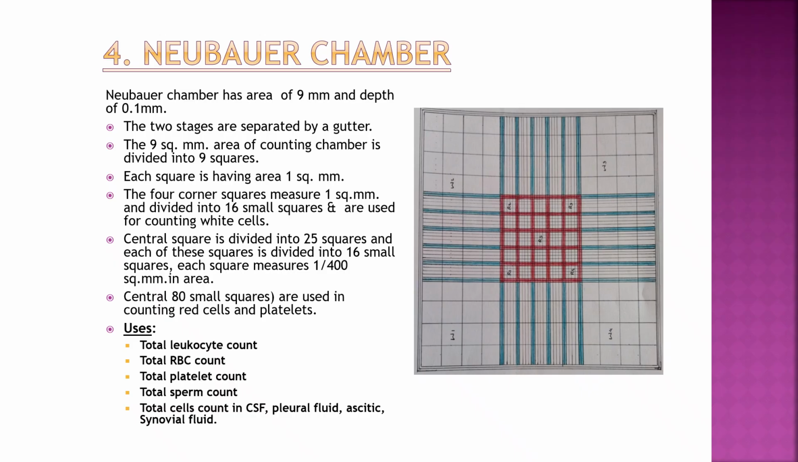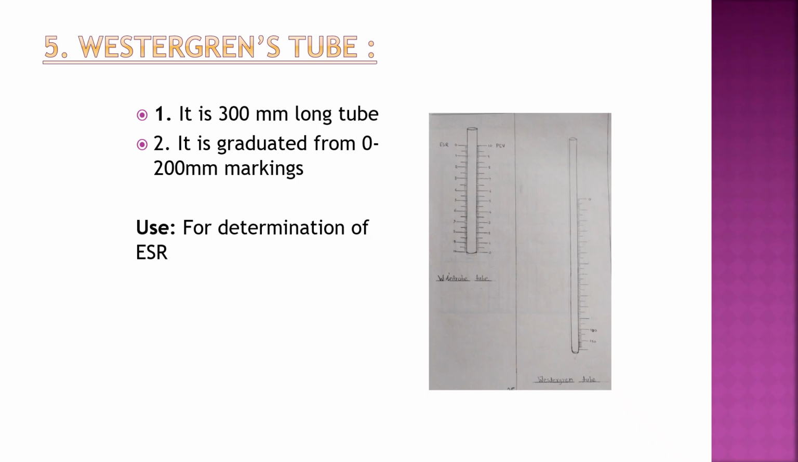The uses of the Neubauer's chamber: to count WBC count, RBC count, platelet count, sperm count, and total cells in CSF, pleural fluid, ascitic fluid, synovial fluid, pericardial fluid. The fifth thing is the Westergren's tube. It is also called the ESR tube. It is 300 millimeter long, and graduations are 0 to 200 markings. The use is determination of the ESR, that is erythrocyte sedimentation rate.